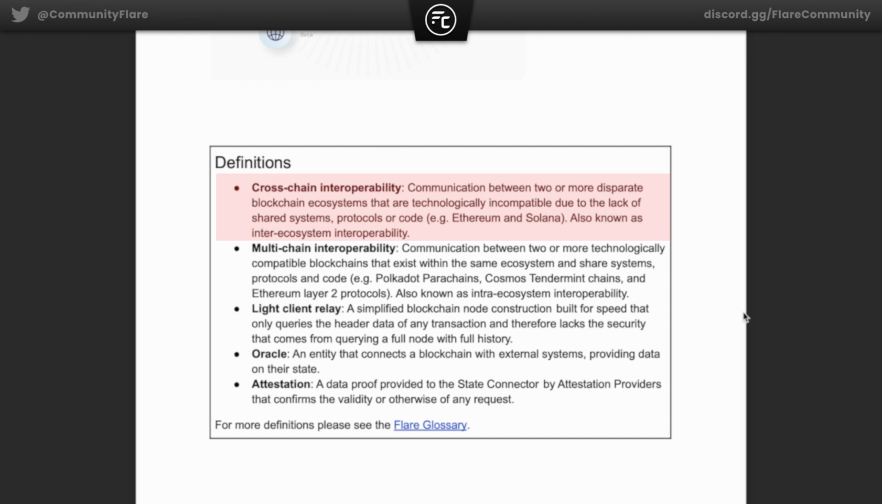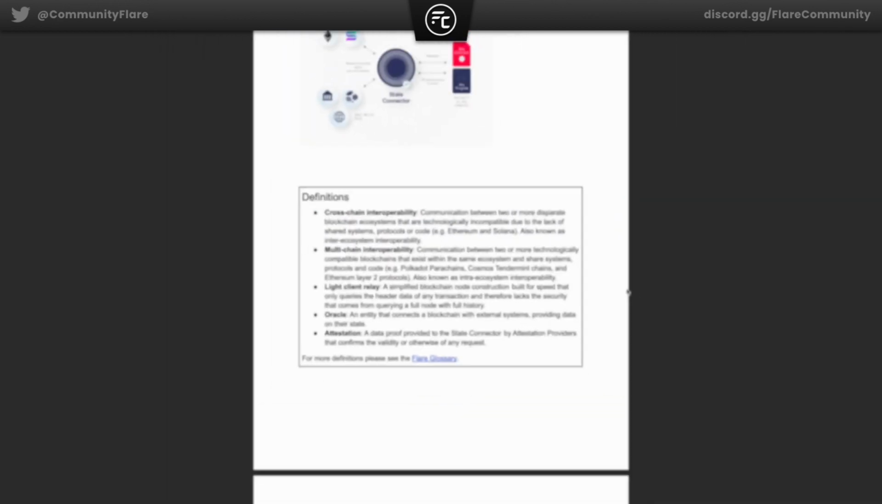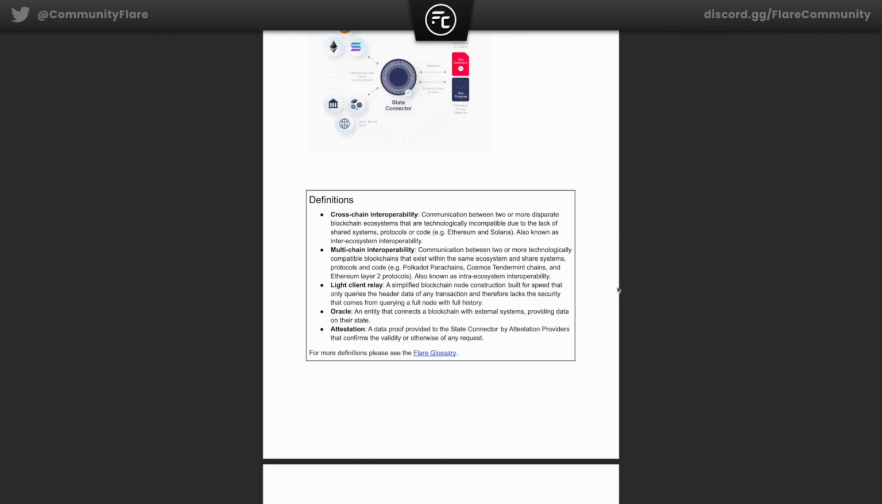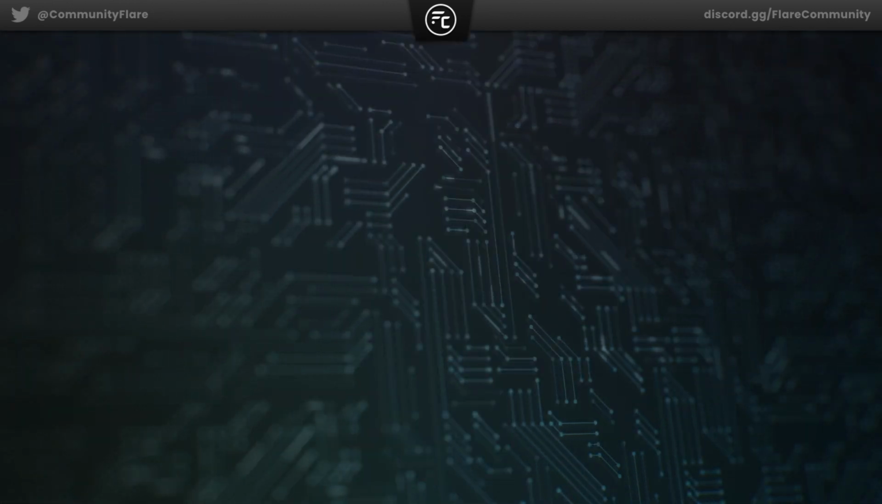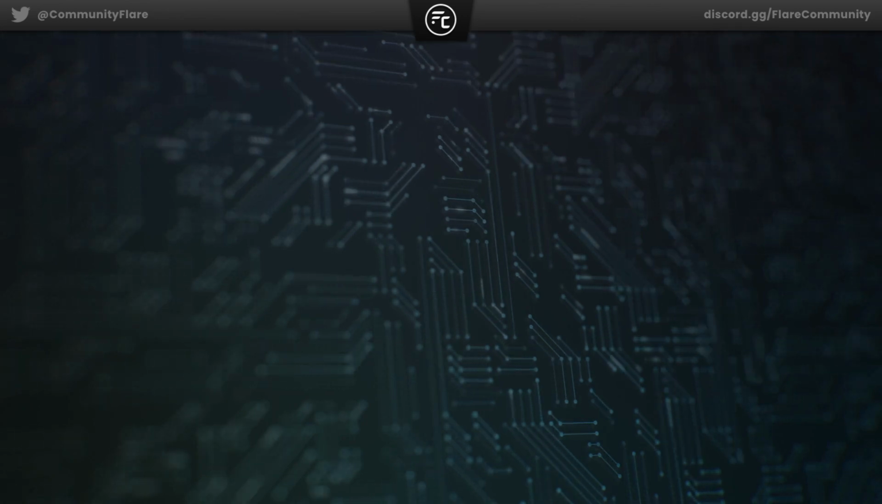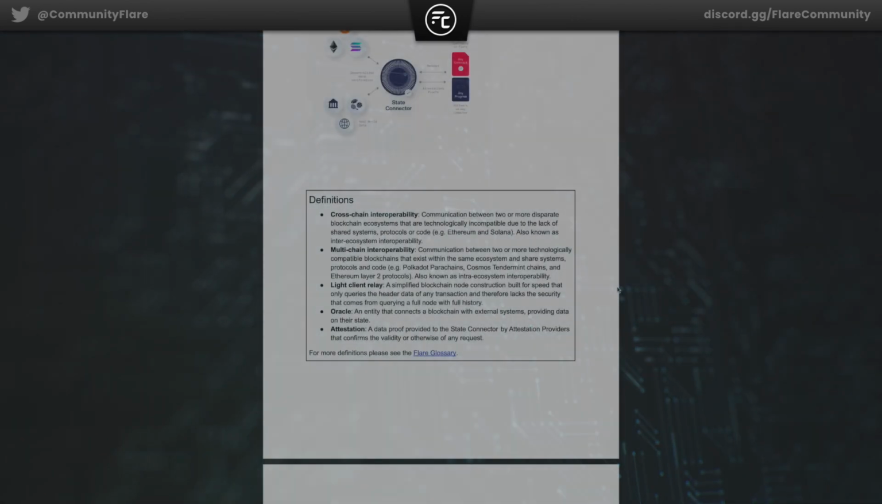We also have this thing called Light Client Relay, which we did actually mention earlier. This is a simplified blockchain node construction built for speed that only queries the header data of any transaction and therefore lacks the security that comes from querying a full node with full history. So let me just rephrase that a little bit because it does sound a little bit technical. To put it simply, a light client relay is a very light node, and it's just used to query a database, if you will, just to get the information of a particular transaction. It doesn't do any of the validation or anything like that.